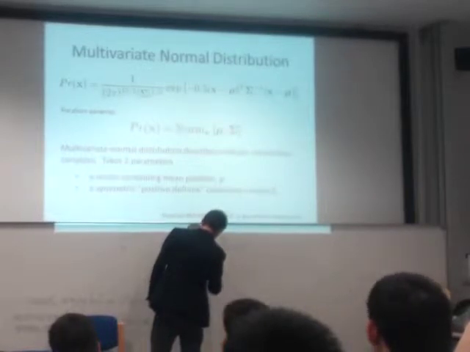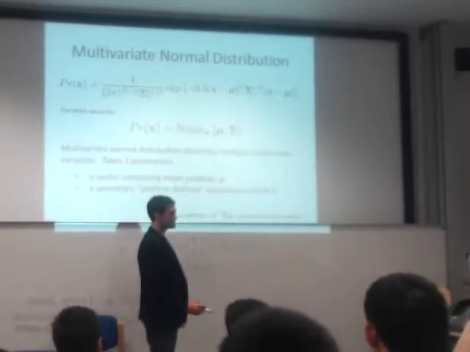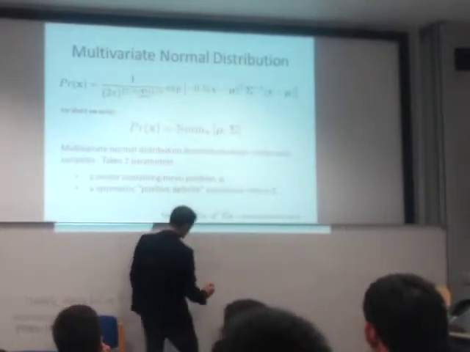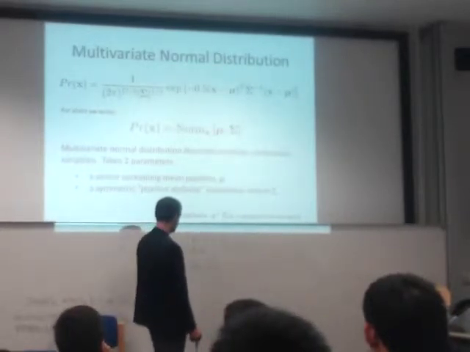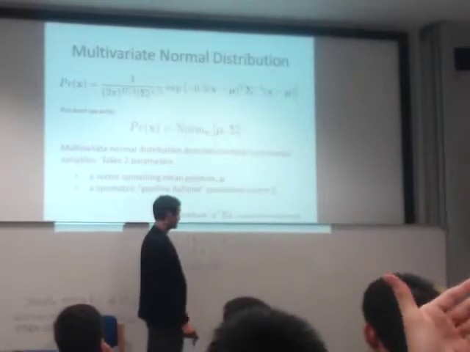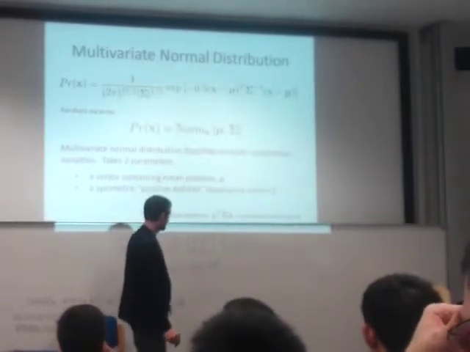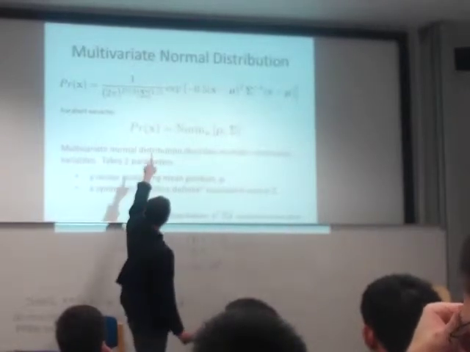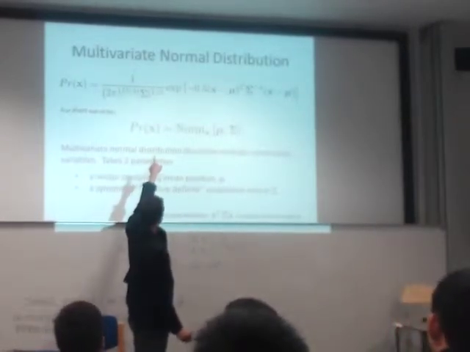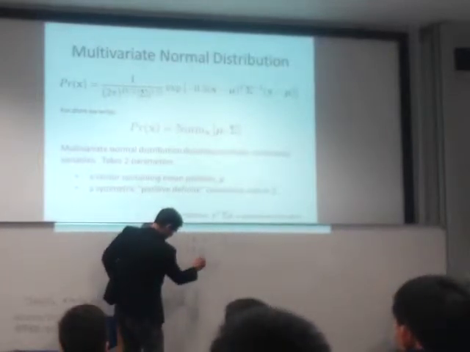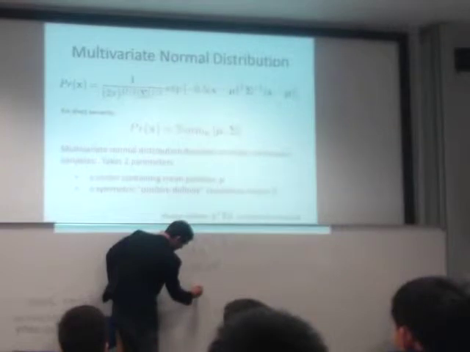2, 1 times 1, 2 will be 0. So it's a diagonal matrix, right? That's a 0. So you just end up with this term. So that goes in the front, and you're taking the square root of this, which is pretty easy.